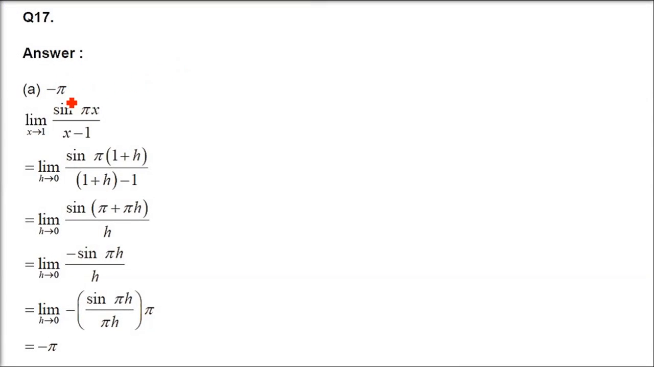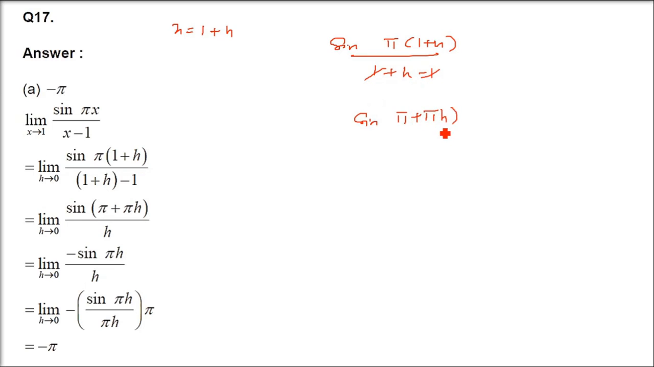Question number 17 we are taking. Limit of sin pi x by x minus 1, as x tends to 1. Just put x as 1 plus h, take the right hand limit. So sin pi(1 plus h) divided by h, where I am putting x as 1 plus h minus 1. So here you have sin(pi plus pi h) divided by h, and sin(180 plus theta) is minus sin theta.